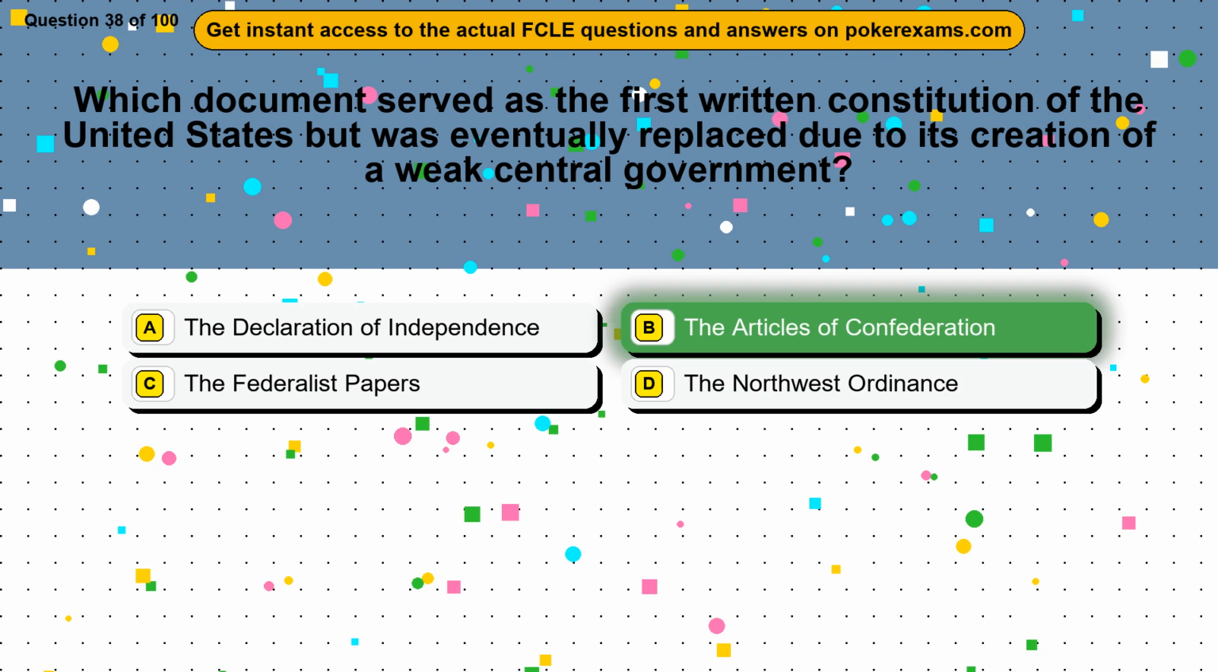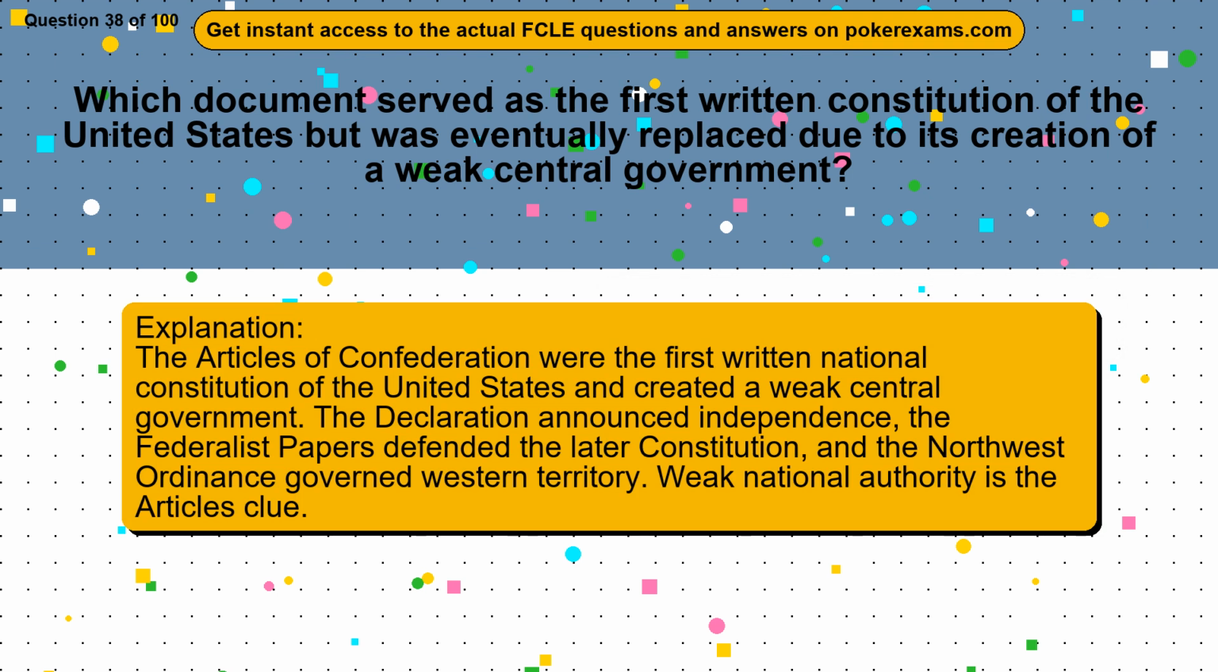The Articles of Confederation. The Articles of Confederation were the first written national constitution of the United States and created a weak central government. The Declaration announced independence, the Federalist Papers defended the later Constitution, and the Northwest Ordinance governed Western Territory. Weak national authority is the Article's clue.